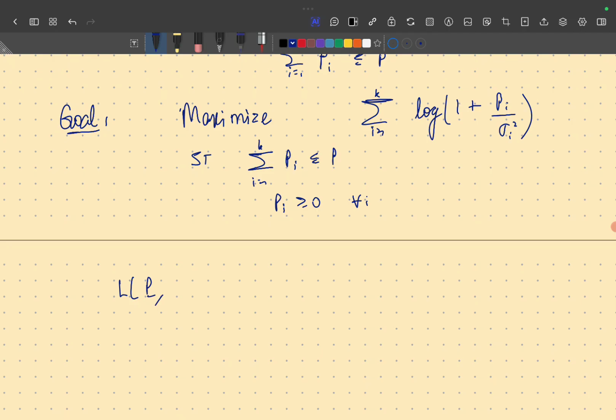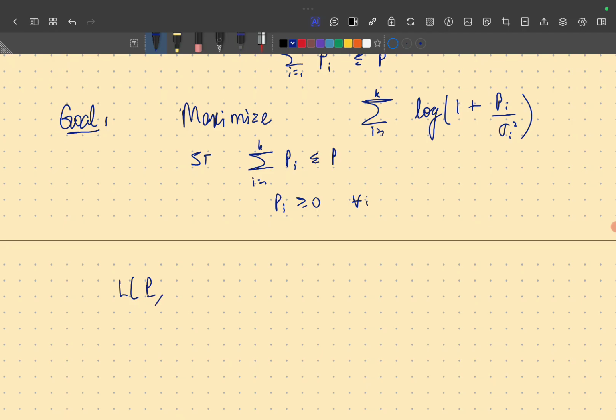So what can potentially happen is, suppose you decide a constant of proportionality, then it's possible that you may end up using all of the power on the noisiest channel, because you're allocating power that is proportional to the noise. Let's consider an extreme scenario where one of the channels is extremely noisy and all of the other channels are almost clean.